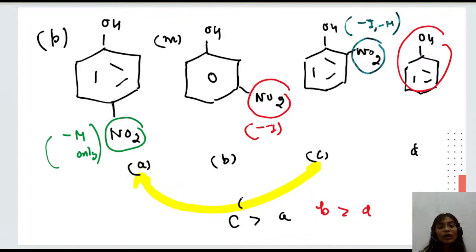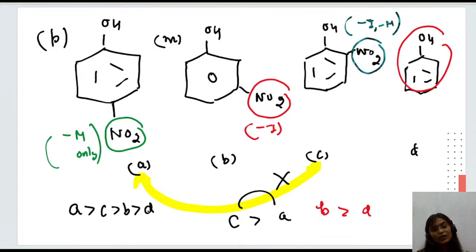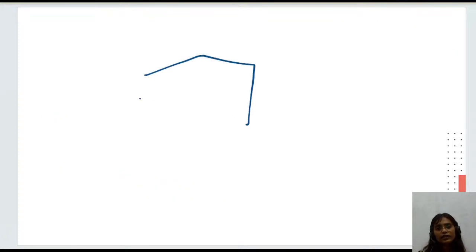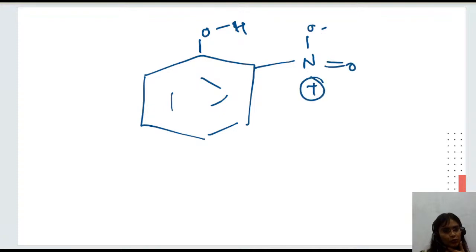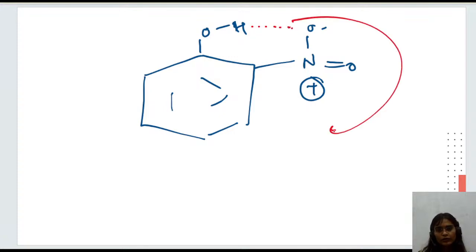But why not? This is the correct order. You know the real order or the real concept here is A, then C, and then B, and then D. This is the actual answer for this question. But how is this the order? This is the simple question for you. Let me just write this ortho nitrophenol. So what is the extra factor here? Try to understand. In this case, if this is OH, and this is NO2, it's ortho nitrophenol. So what is happening? Intramolecular hydrogen bonding.